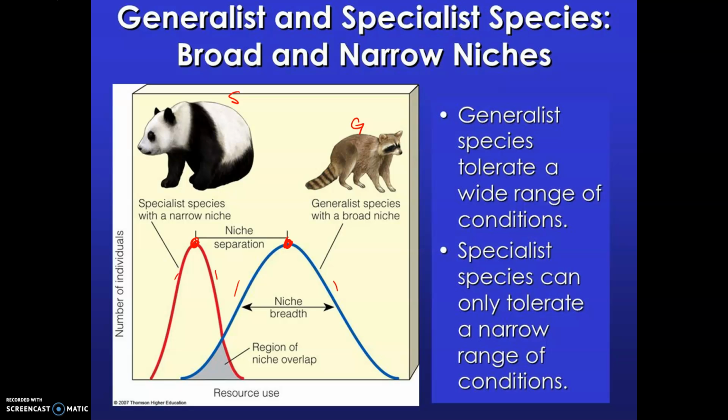So generalist, again, wide range. We can see that within our graph. It's a very wide graph. And specialists can only tolerate a narrow range. Again, we can see that with our graph, very narrow for the panda here.